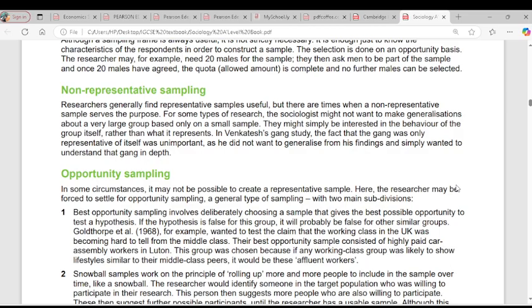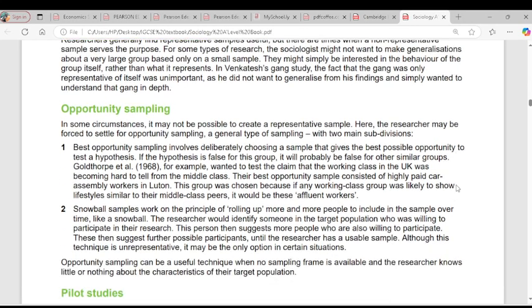But here, we call it non-representative sampling. You don't want to generalize the sample. That means you choose a specific group of people that you would not generalize. Generalization occurs when you choose a specific group of people to represent the whole population. But non-representative means that the targeted sample will not represent the whole population. We call it non-representative sampling. Is it clear?